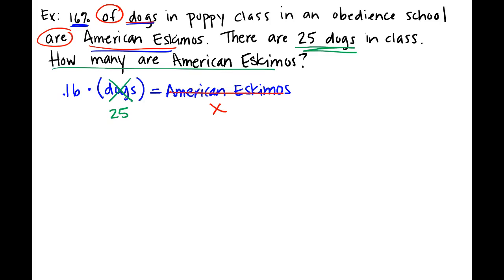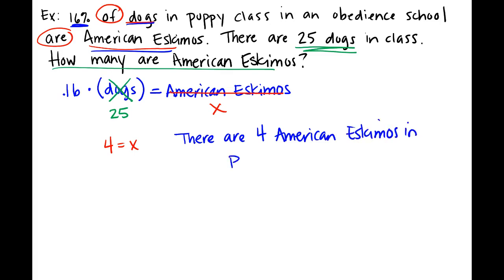All I need to do is multiply 0.16 by 25, which I should be able to do in my head, but I can't. So after consulting my phone, we get 4 is equal to x, and if we were really good in these word problem type situations, we actually write our answer out in a nice full sentence. So we write that there are 4 American Eskimos in puppy class.